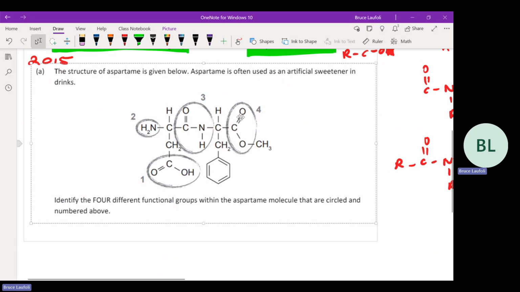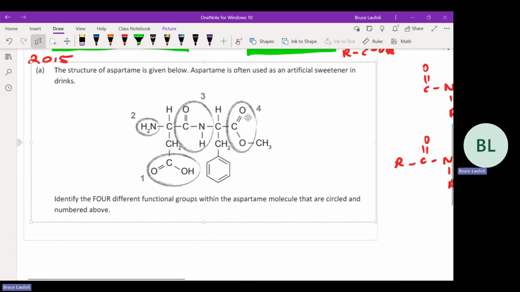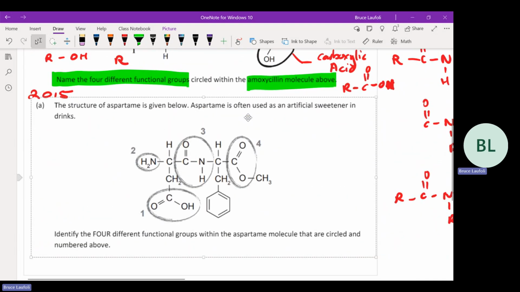Recall that an ester is a C double bond O with another single bond to that C with the double bond O, and then the rest of the chain. Understanding this will help you a lot with reactions and also with the next part, which is drawing and naming compounds.